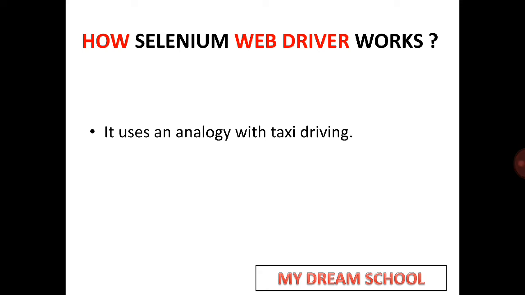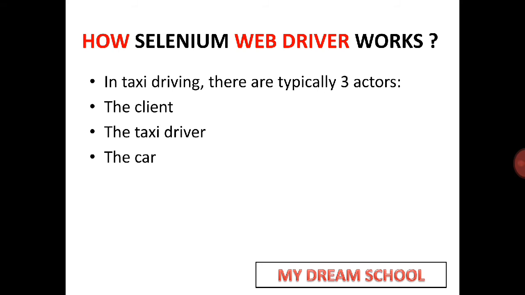In taxi driving there are 3 actors. The first one is the client or passenger, then the taxi driver, and the car. In this, the client tells the taxi driver where he wants to go and how to get there. And the taxi driver is the person who executes the client's request. So whatever the client says is going to be executed by the taxi driver.